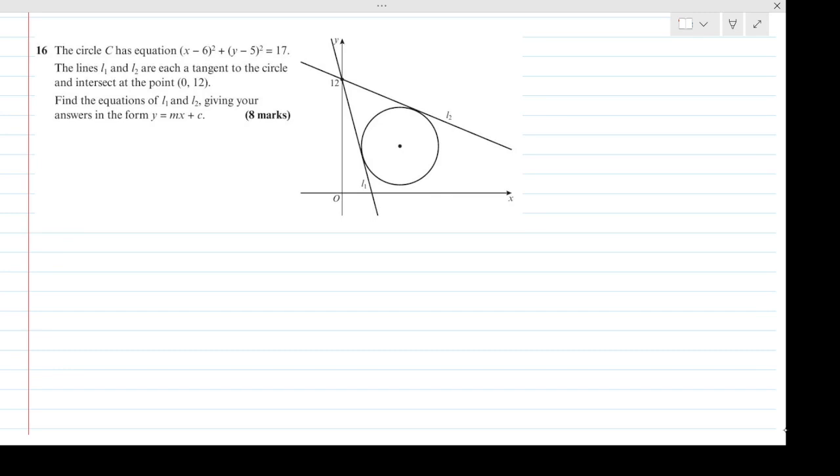So we're given a circle C which has the equation x minus 6 squared add y minus 5 squared is 17. The lines L1 and L2 are each a tangent to the circle and intersect at the point 0, 12. Find the two equations. This is very reminiscent of one of the examples we did earlier. So what we're going to do here is, we have two lines that are tangents, and we know they both pass through the point 0, 12.